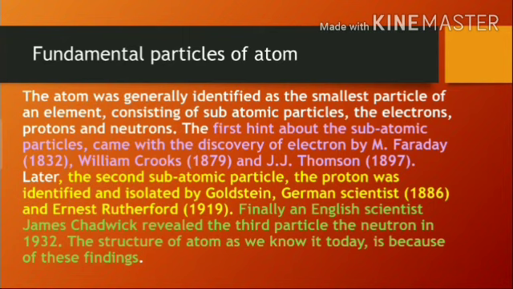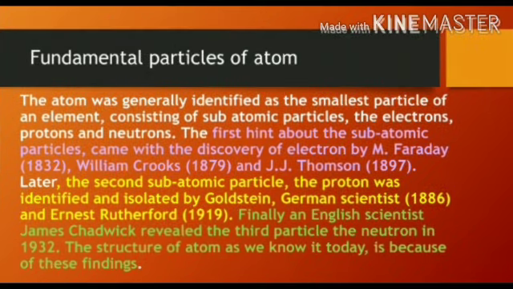The first hint about the subatomic particles came with the discovery of electrons by M. Faraday 1832, William Crookes 1879 and J. J. Thomson 1897. Later, the second subatomic particle, the proton, was identified and isolated by Goldstein, German scientist, 1886, and Ernest Rutherford 1919. Finally, an English scientist, James Chadwick, revealed the third particle, the neutron, in 1932. The structure of an atom, as we know it today, is because of these findings.